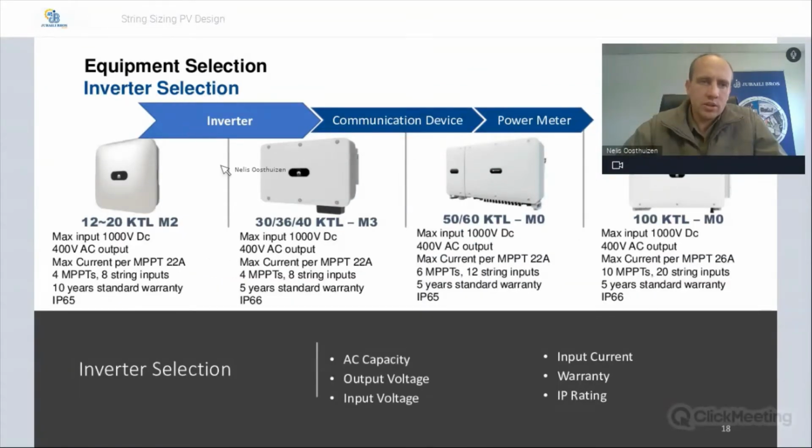Inverter selection. When it comes to inverter selection, there are quite a few options available. You're looking at your AC capacity, your output voltage, and your input voltages. The input voltage is typically from your strings on the DC side. For the small commercial industrial inverters, your output voltage is typically 400 volt three phase. But for more medium voltage, the 200 kTL has an 800 volt output. So if you're not wary of the output voltage, you might need a transformer station either to step the voltage up or step it down.